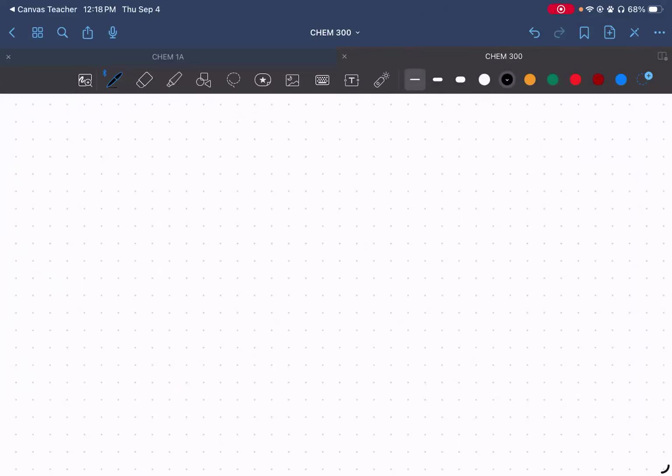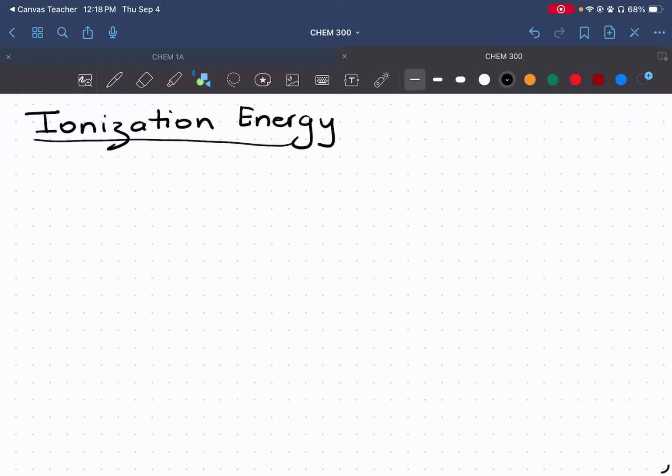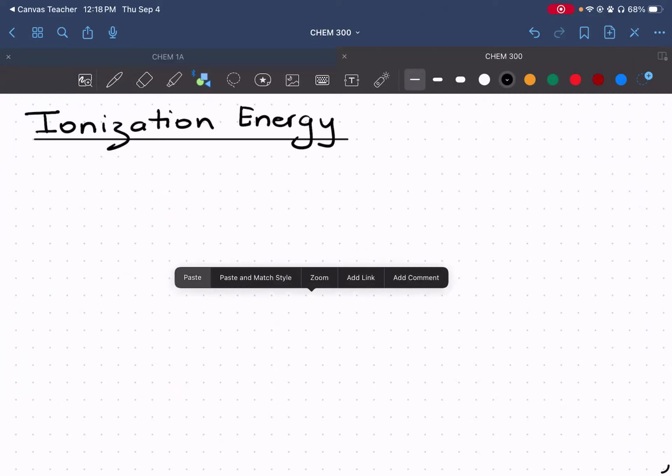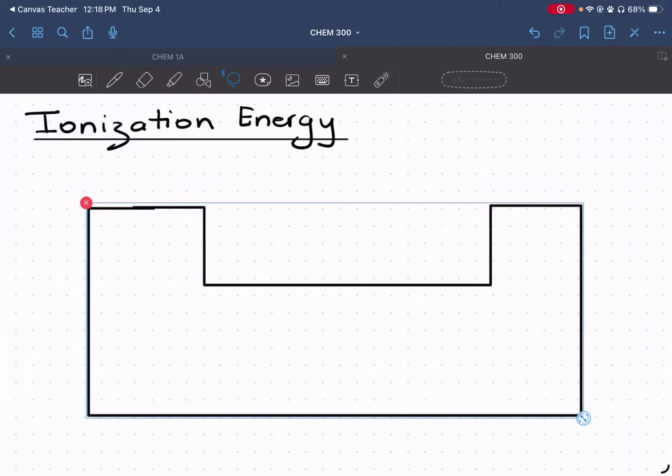Next up is ionization energy. This is the energy needed to lose an electron. We know, of course, that atoms can lose electrons, so this becomes important. Getting back our generic periodic table here, numbers 1, 8, 1, and 7, again just loosely drawn to scale.